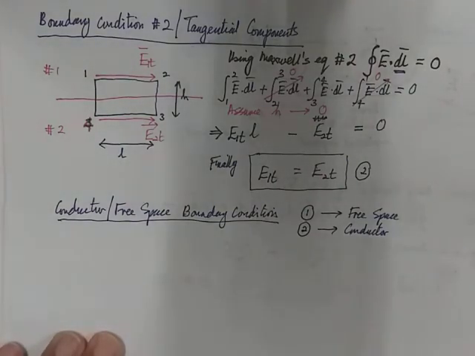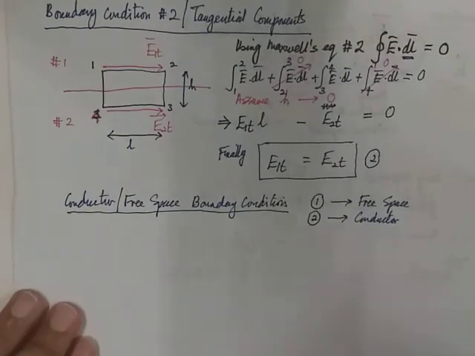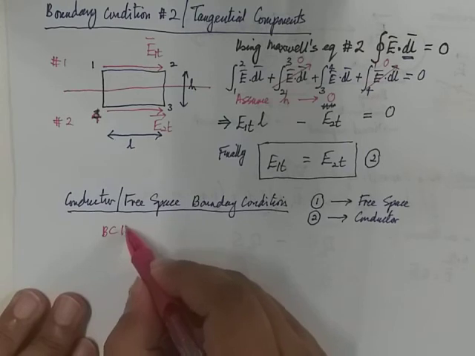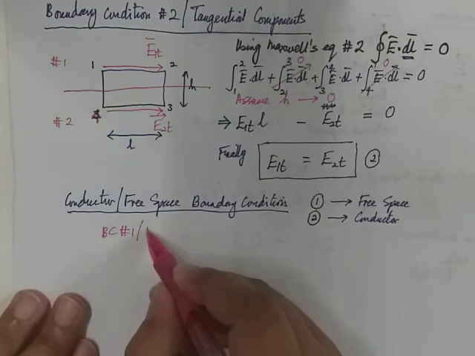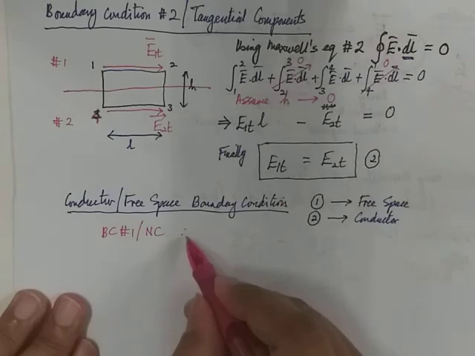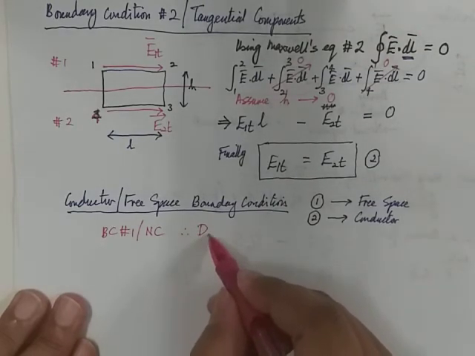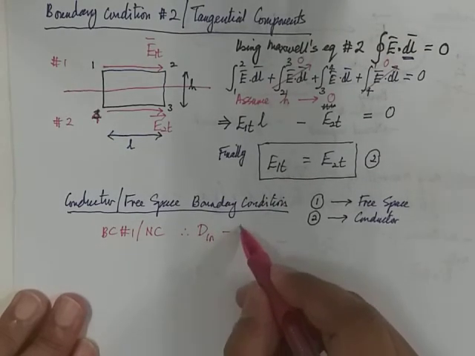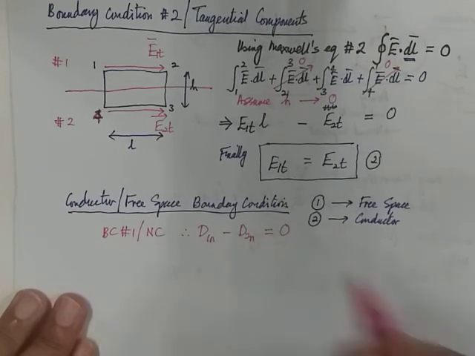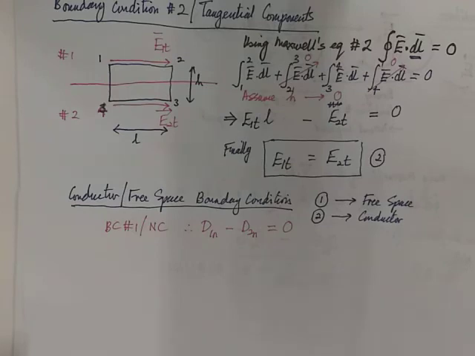Let's recall the first one, boundary condition number 1, which we call the normal component. What should be the equation that we have? D1n minus D2n is equal to 0. That's the general equation that we developed together. Agreed?